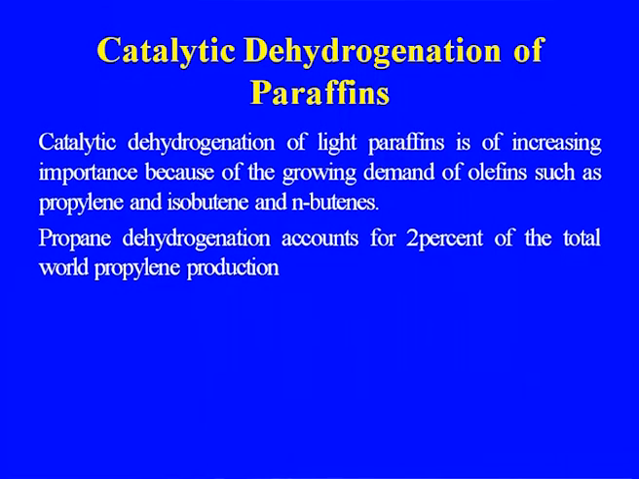Catalytic dehydrogenation of the paraffins. This is one of what we call the on-purpose propylene routes. Catalytic dehydrogenation of light paraffin is of increasing importance because of the growing demand for olefins such as propylene, isobutene and n-butenes. Propane dehydrogenation accounts for 2% of the total world propylene production.